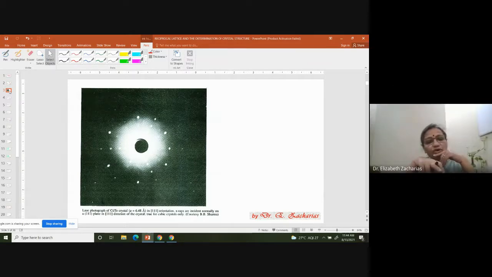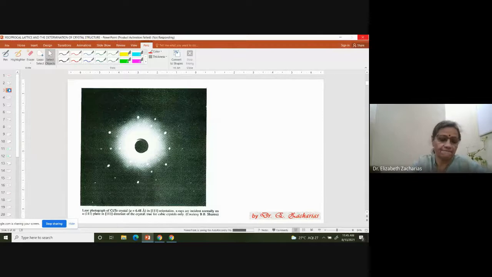It is a photograph for a cadmium telluride crystal, where the a value is 6.48 angstrom, and these dots have an orientation of 111, and X-rays are incident normally on a 111 plane in the 111 direction of the crystal. Okay, and you are able to get some images. So they would have back calculated and found out all this information from this series of dots that you are getting.